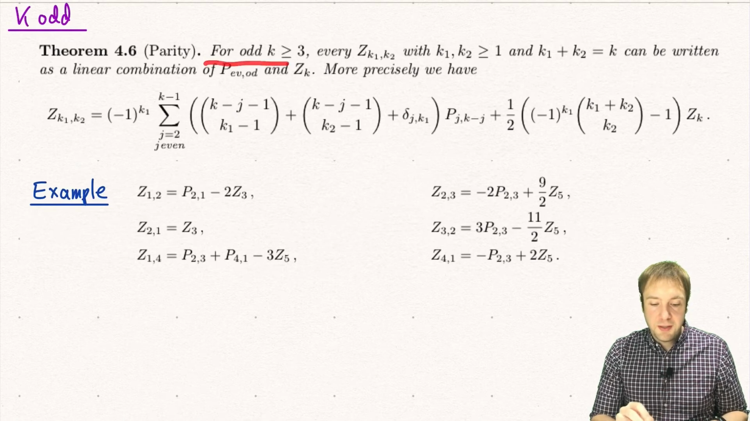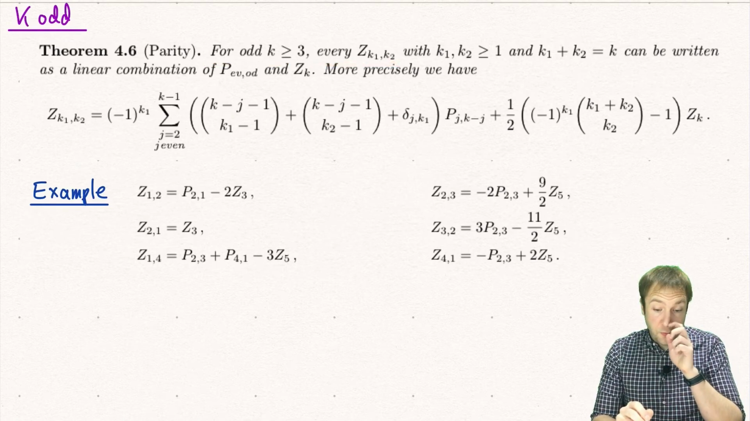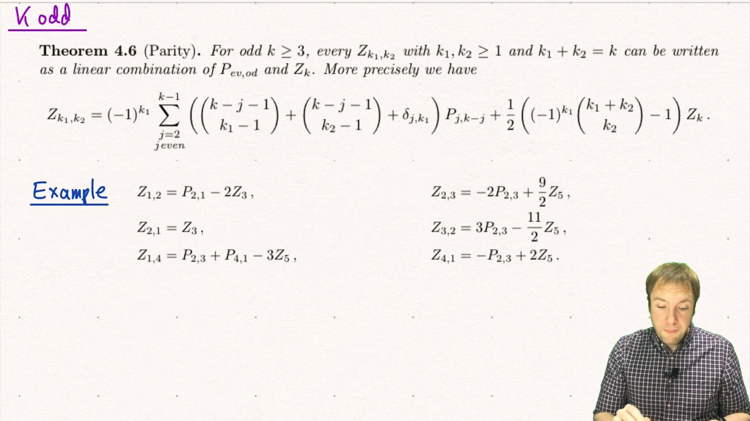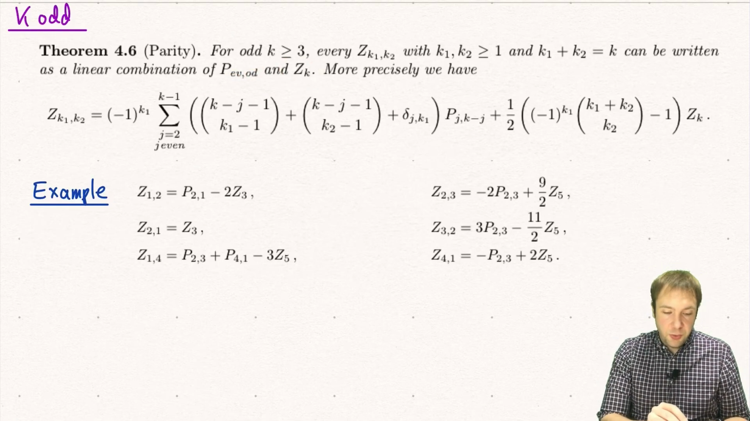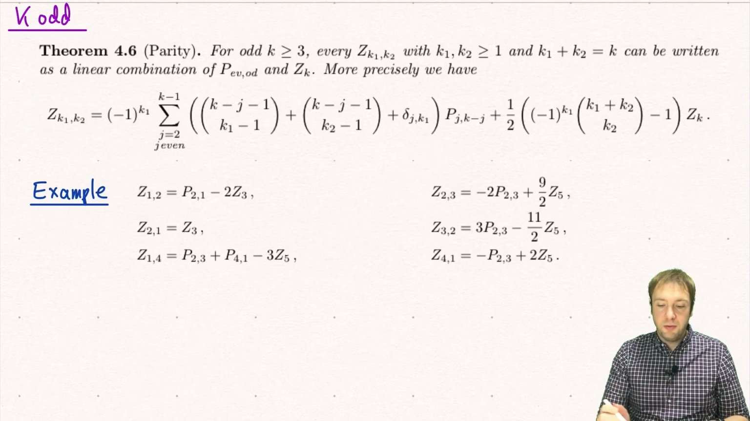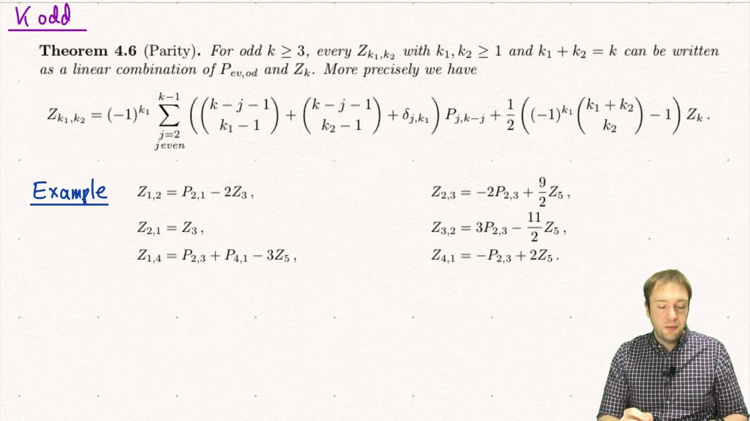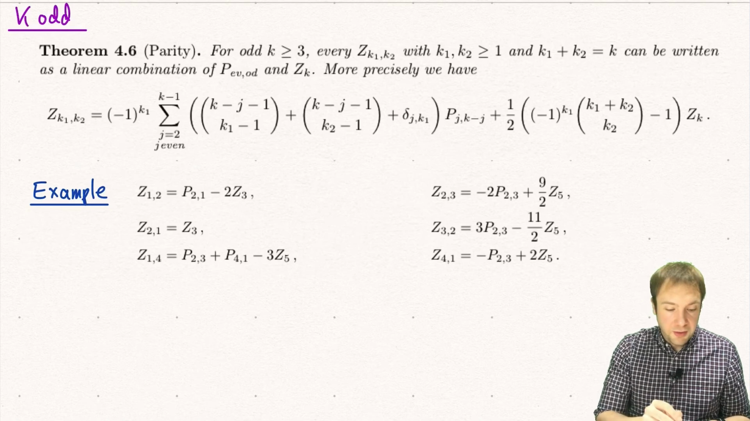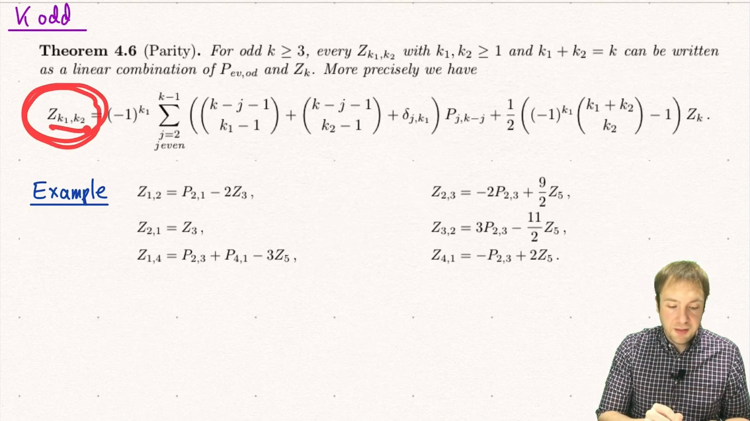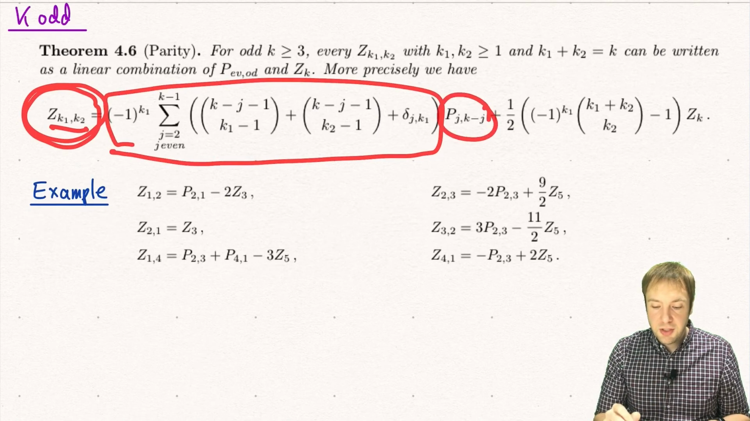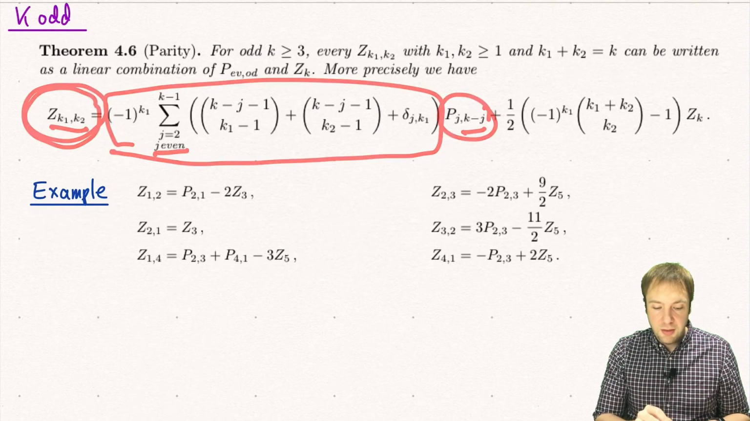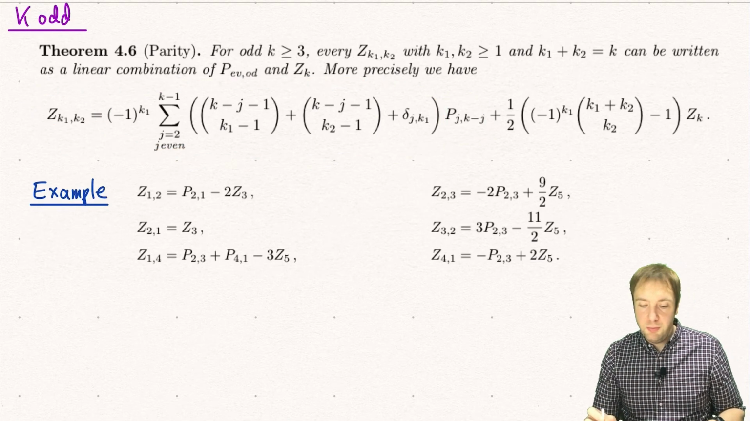So for odd weight k, any z(k1, k2) can be written as a linear combination of these elements p, where the first entry is even and the second is odd, and this single zk. And we can even get an explicit formula by considering the coefficient of x to the k1 minus 1 and y to the k2 minus 1, which states that this z(k1, k2) is given by this explicit linear combination of this p(j, k minus j), where j is even and k is just the sum of k1 plus k2.